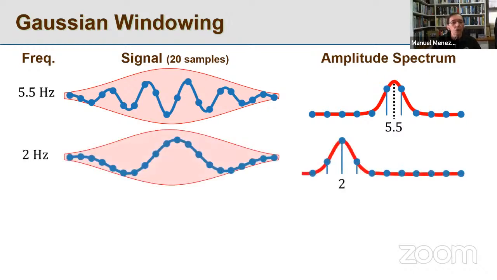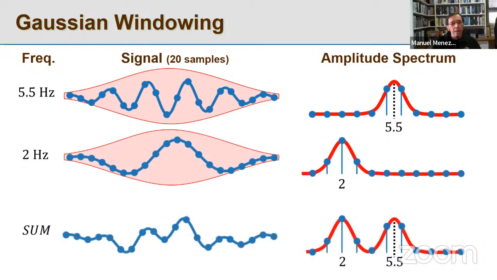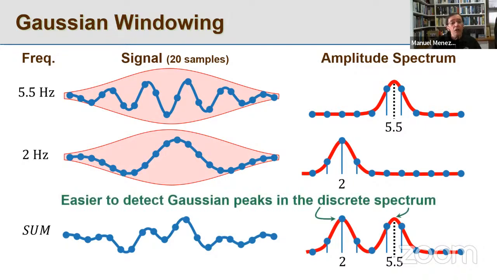And this will also be true for the case of harmonic waves. Therefore, the sum of the spectra will produce something as I'm showing you here. But as you see, it's much easier to detect Gaussian peaks in this discrete spectrum. And this is exactly what we're going to be doing to be able to detect non-harmonic frequencies.